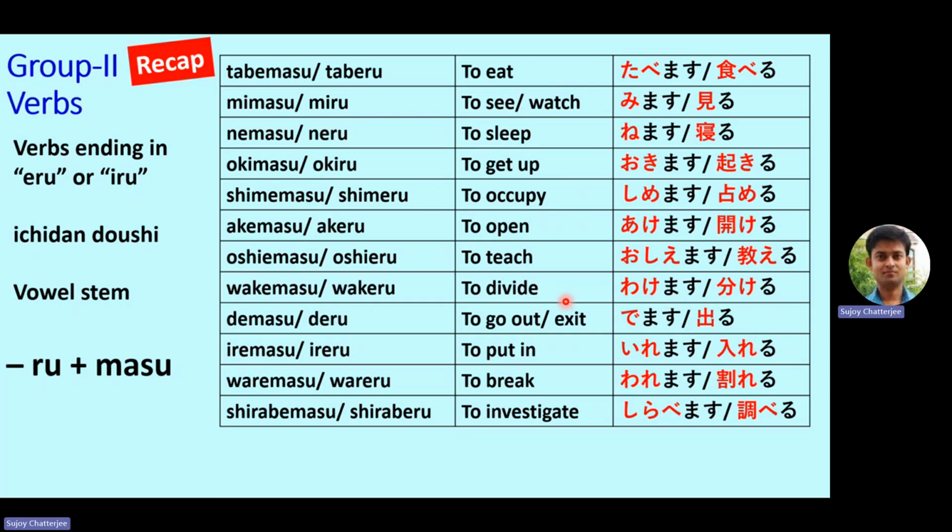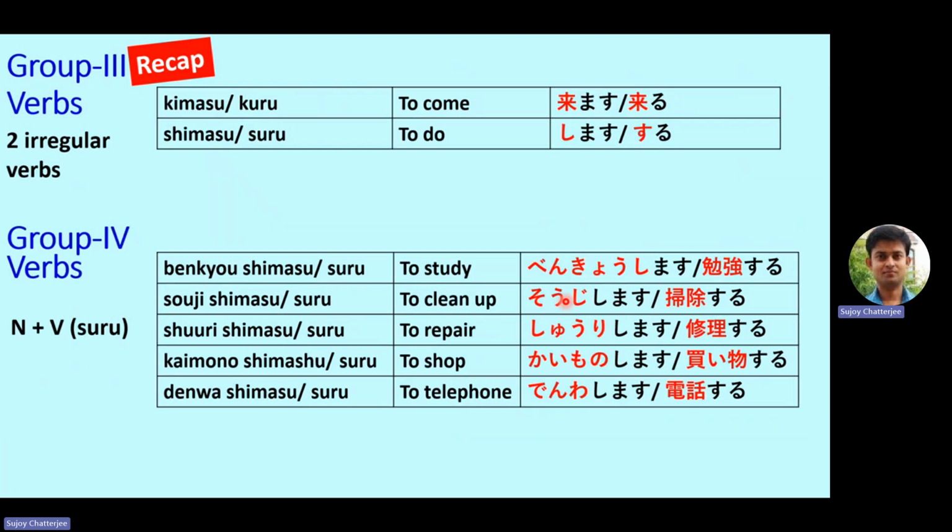So now the next is your group 3 verbs recap. There are just 2 irregular verbs, kimas, shimas. That is kuru and suru in this category. Kimas or kuru means to come. That means if you are in some place and you are talking about coming to that place, then you use the verb kimas. Similarly, shimas or suru means to do something, to do some work. So kuru and suru, these are group 3 verbs.